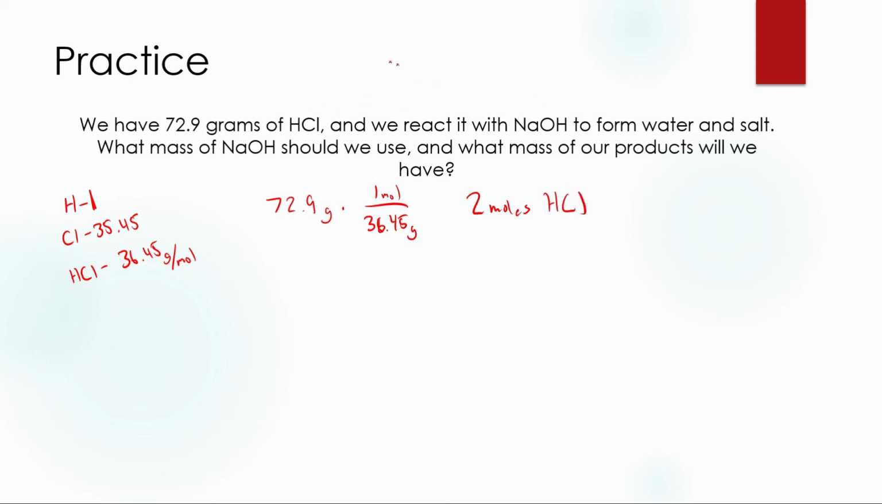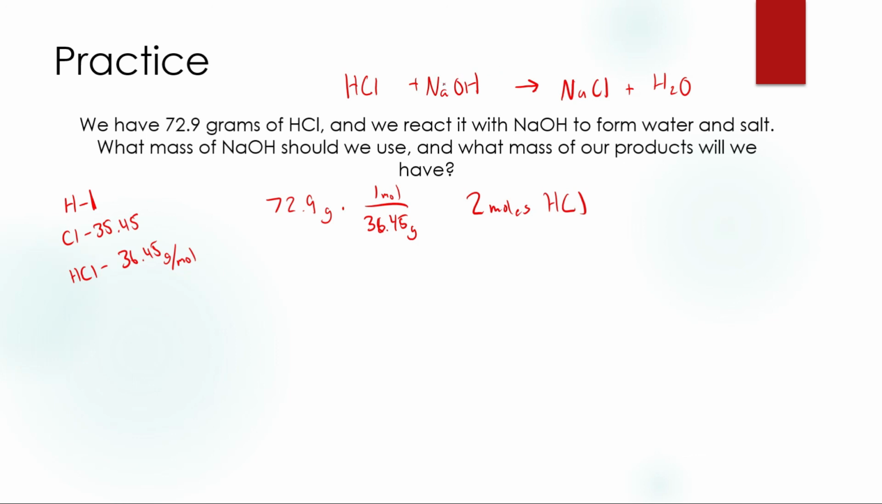Now, the problem with this is that we don't have our balanced chemical equation written out. So we're going to go ahead and put that up here. It's going to be HCl plus NaOH, which goes to NaCl plus H2O. And that's actually balanced already.